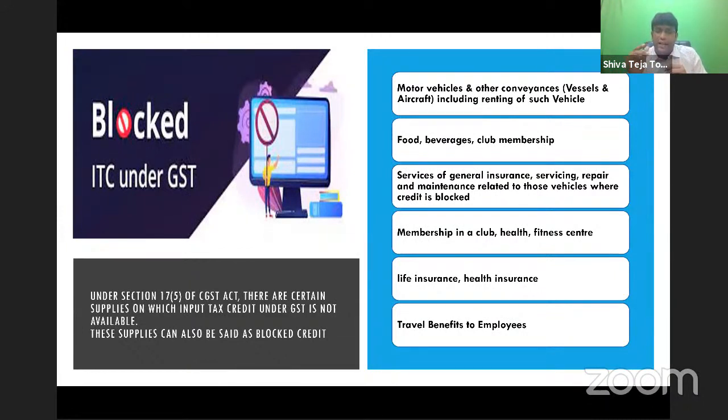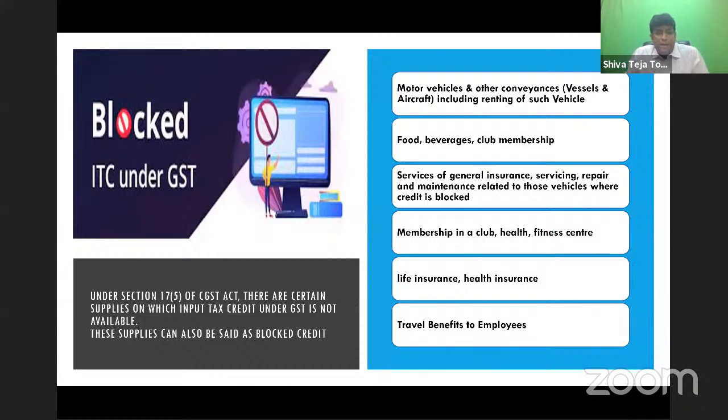Whatever is the credit related to room rent, that we take credit. Whatever is the credit related to food items, that we can't take credit, because for food and beverages, we can't take credit at all. It's a block credit. Next one: services of general insurance, servicing, repair, maintenance related to vehicle where credit is blocked. That also we can't take credit.